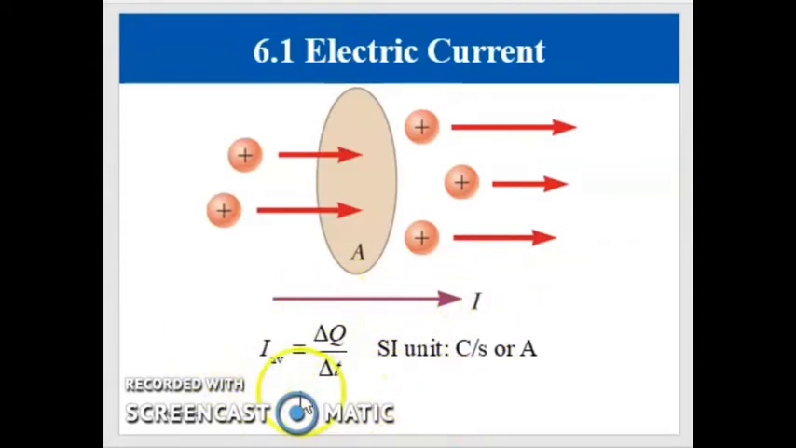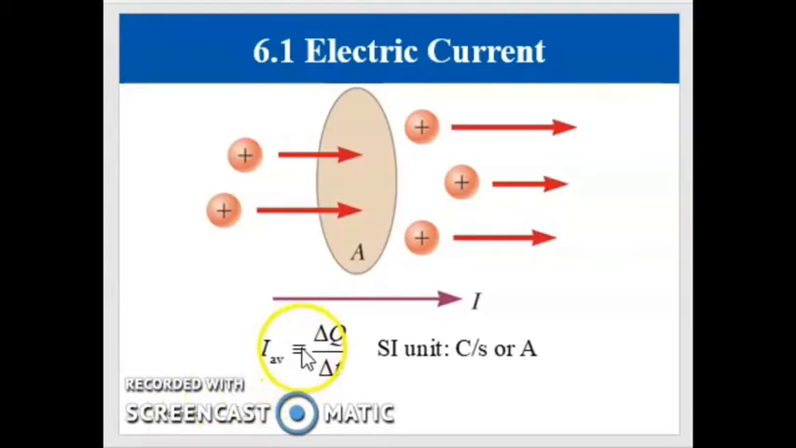Let's take a look at the equations here. I is defined as delta Q over delta T. The current is the rate at which charge flows through this surface area of A. Suppose delta Q is the amount of charge that flows through an area of A in time interval of delta T, and that direction of flow is perpendicular to the area. Then the average current is equal to the amount of charge divided by the time interval.